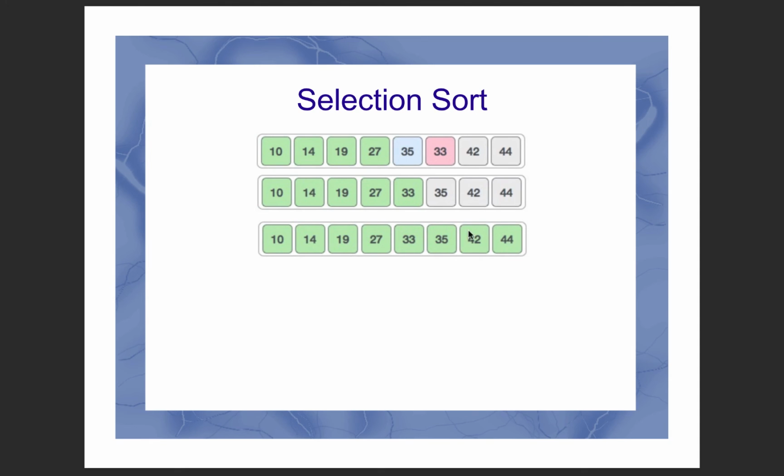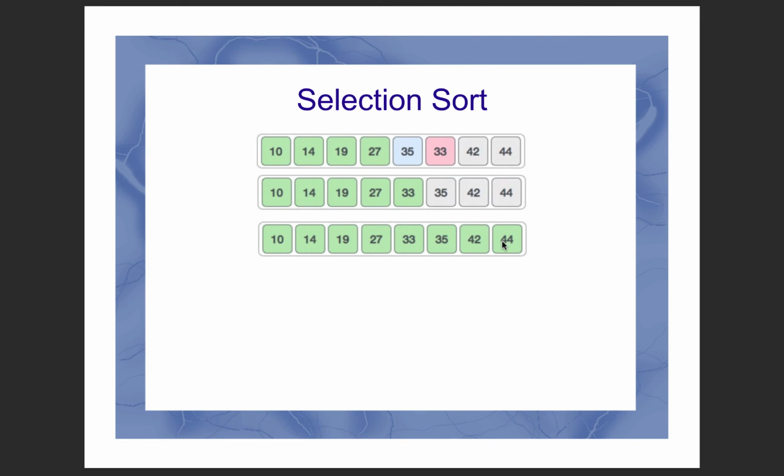Now you have to think about this one. 42 is the smallest element, 42 is already at the right position, no need to shift, and the last one is 44. So the idea of selection sort is take the right element and insert it at the next position.